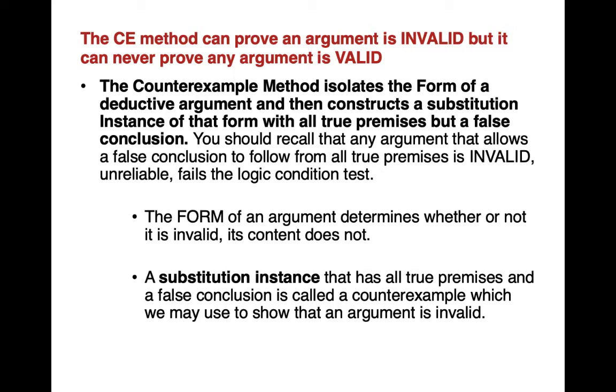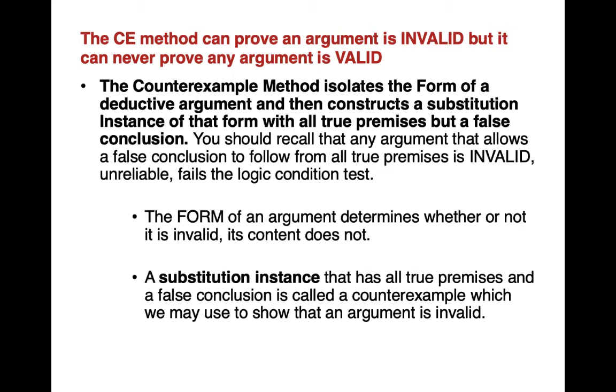The counterexample method isolates the form of a deductive argument and then constructs a substitution instance of that form with all true premises, but a false conclusion. This is really important. You always have to start with a false conclusion and then work backwards. False conclusion from all true premises. If you accomplish that, if you are able to come up with an example of that form where you get a false conclusion from all true premises, there's something wrong. That argument is invalid. Can't be trusted. It allows you to conclude something false from everything true.